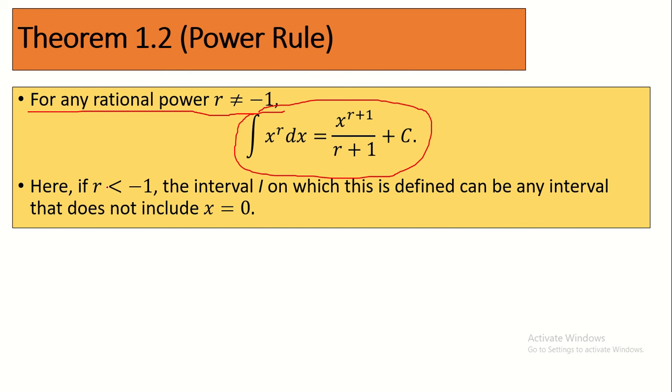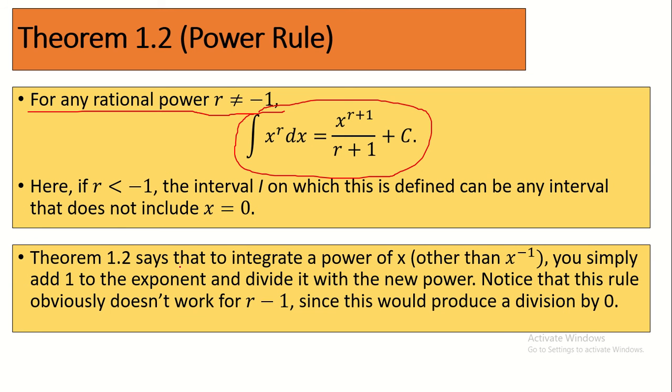Here, if r is less than negative 1, ibig sabihin, ano ba yung mga less than negative 1? Negative 2 up to the negative infinity of numbers. The interval I on which this is defined can be any interval that does not include x is equal to 0. Theorem 1.2 says that to integrate a power of x other than x raised to negative 1, you simply add 1 to the exponent and divide it with the new power. Notice that this rule obviously doesn't work for r is equal to negative 1 since this would produce a division by 0.